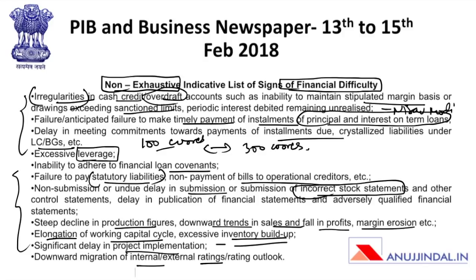So these are the major signs of financial difficulty, and in the examination a question can be framed wherein any one of them or multiple out of these can be given, and you could be asked whether any of these are signs of financial difficulty for a company or not. So it could be a generic question.